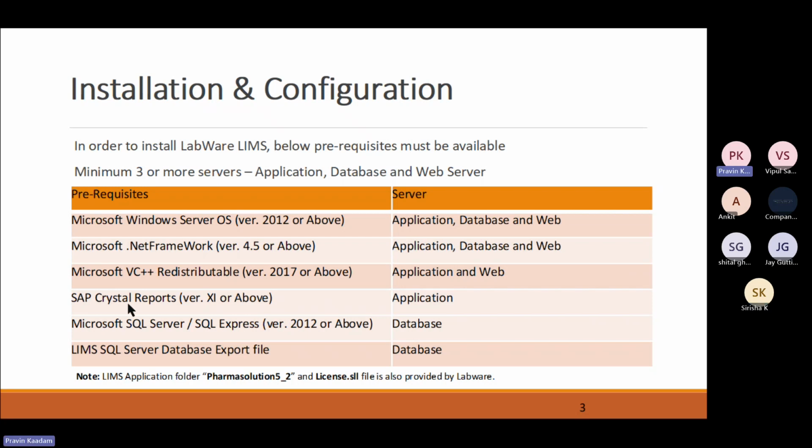So VC++ redistributable has to be 2017 or above. This is not required on the database server, only on application and web. For designing Crystal reports, you can have the Crystal report software, or otherwise, if all the reports are ready, then this Crystal report software application is not required. It is installed only on the application server. You can have a separate dedicated application server for Crystal report, or you can use the same application server.